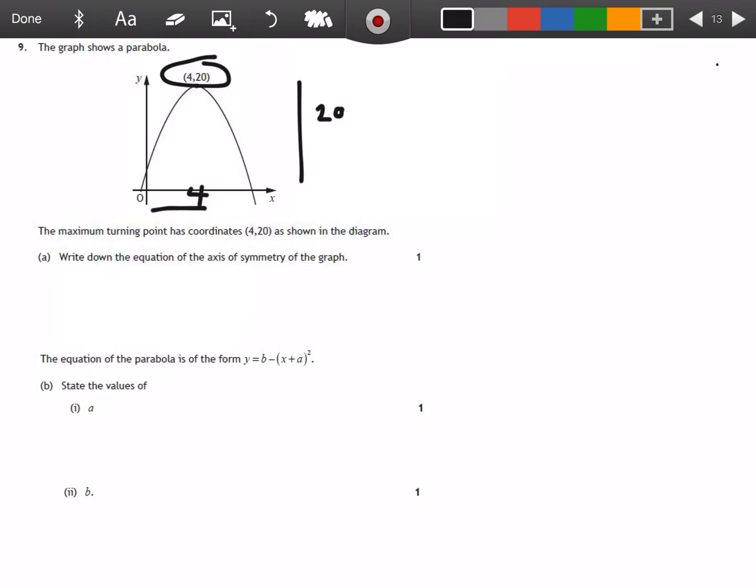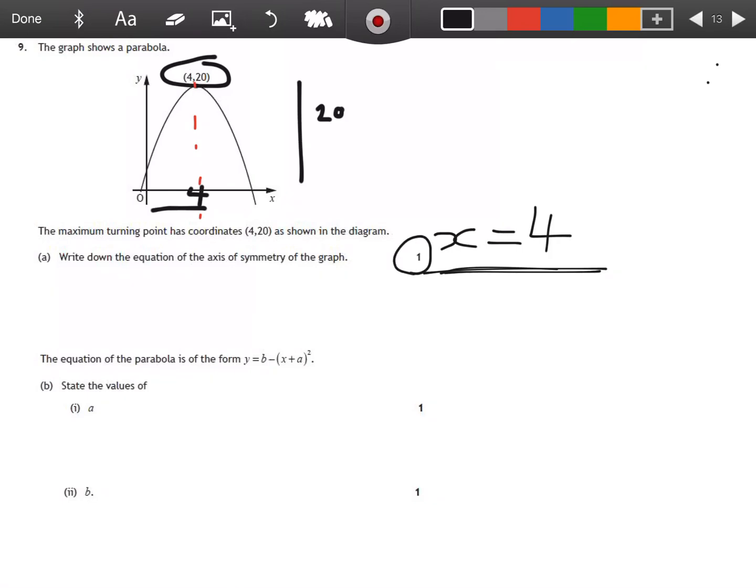The axis of symmetry, if I was to draw it on, it's not asking you to, would be that line there, the dotted line I've put in. The equation of it is basically, what number does it go through on the x-axis? Well, the x-axis is the numbers across the bottom, and I've already mentioned it's going through the number 4, okay? And that's because the turning point has an x-coordinate of 4. So that's it, that's all you need to do for part A.